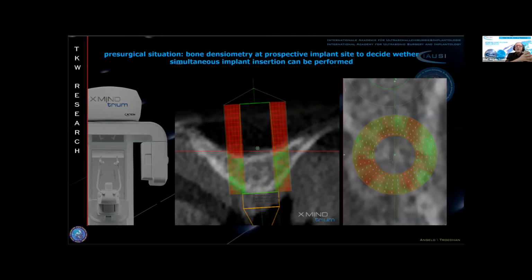Can I insert the implants primary stable, if there is enough bone, or even can I load the implants immediately? And not to make things too complicated for the practitioner, this device allows you to visualize the bone quality, not by mere values. As you can see here, all these small little values, they always give you the precise number of Hounsfield units of the calcification and the bone density.